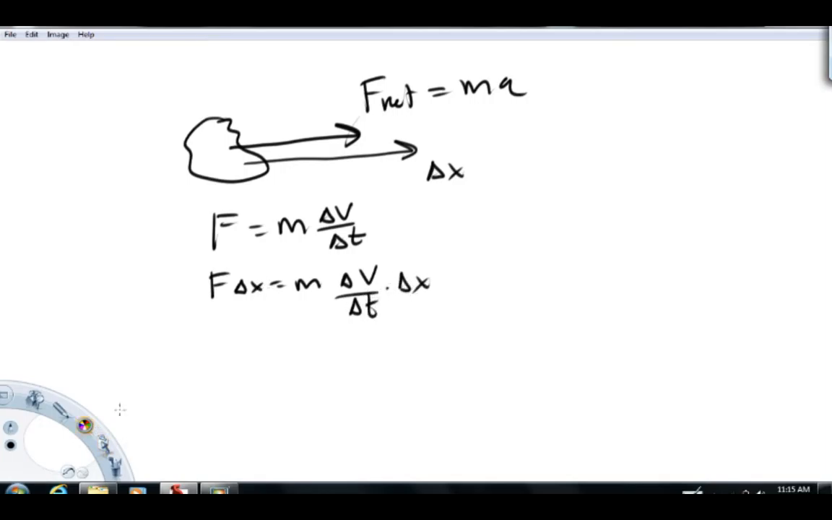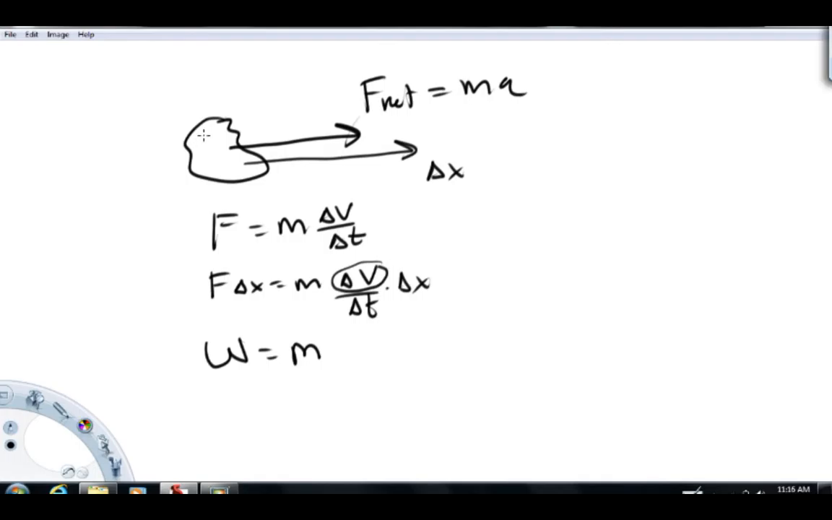The left-hand side is now equal to work. This is the work done by that force on that particle as it moves the distance delta x. And the right-hand side, we can mess around with quite a bit here. So I'm going to have work equals m. Now, delta v. Delta anything can be expressed as final minus initial.